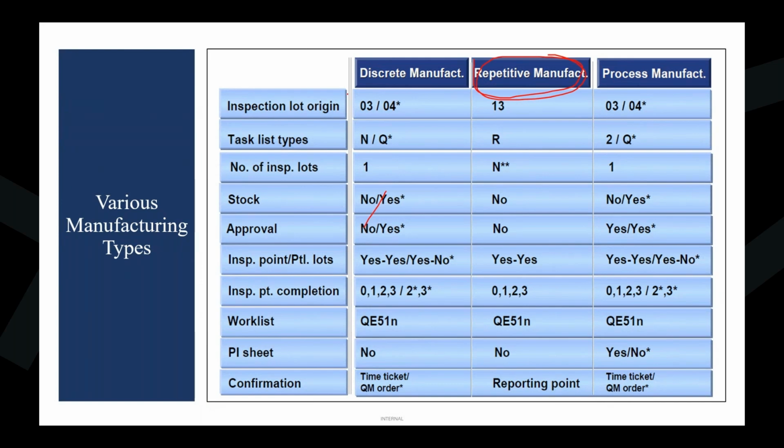Okay, so earlier we covered discrete manufacturing industry, QM in discrete manufacturing, if you recollect. Okay, and process manufacturing, QM in process manufacturing is also more or less the same, same inspection types are used. But in repetitive manufacturing you will be using different inspection types, which we will be discussing in a minute. Okay, so that is the high level difference.